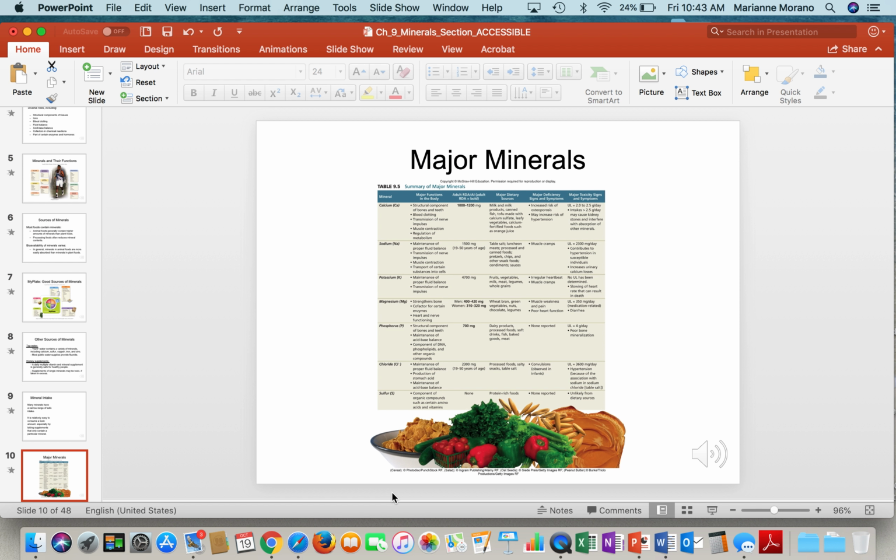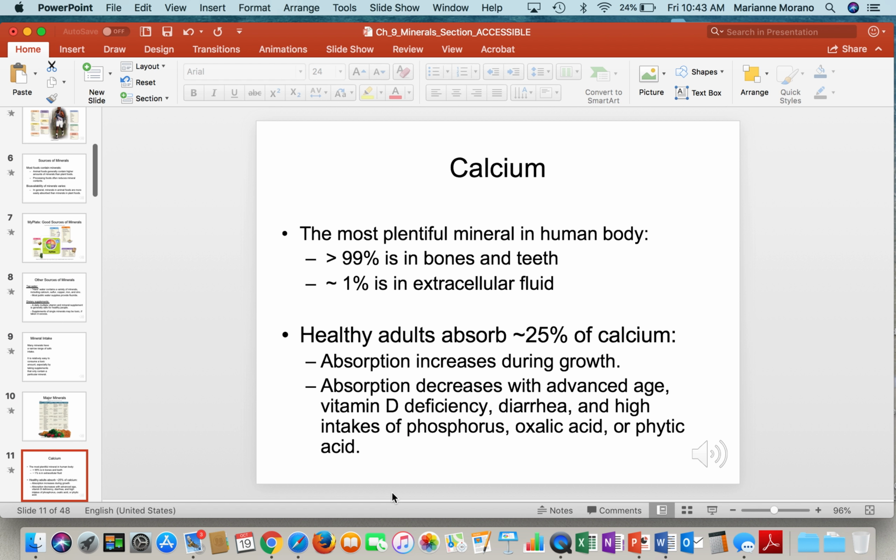Here in table 9.5, we can see, again, I'm not going to go through all of this, something for you to read on your own, but it's a summary of the major minerals, what they are, what the function is in the body, how much of it you should be taking a day, what are the sources that we can get it from, if you're deficient, what are the signs and symptoms, and if you have a toxicity, meaning you have too much, what are the signs and symptoms? Another great tool, refer back to this table from time to time so you can make sure that you're getting the right amount from the right sources.